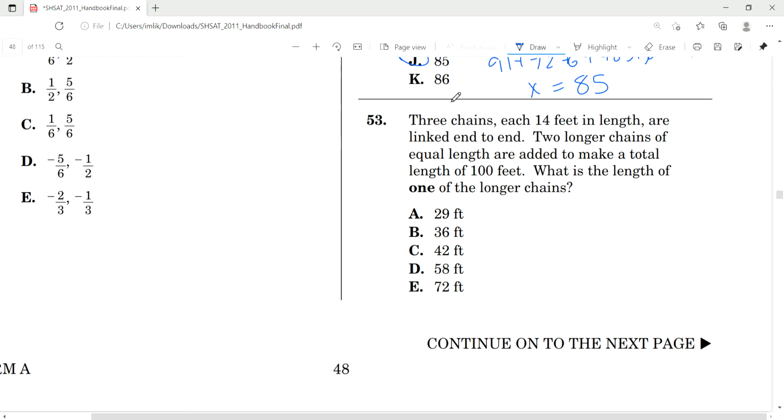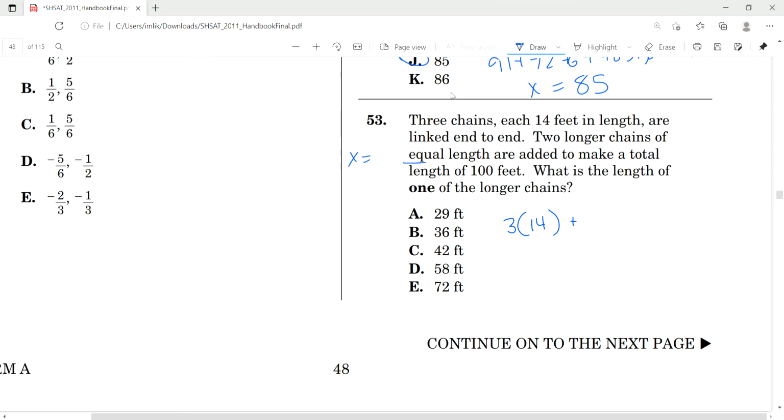Number 53, we have 3 chains, each 14 feet in length, linked end to end. 2 longer chains of equal length are added to make a total length of 100 feet. What is the length of one of the longer chains? Okay, so we have 3 chains, and they're all 14 feet in length. But we also have 2 longer chains which are equal. We don't know the length, but we do know they're equal.